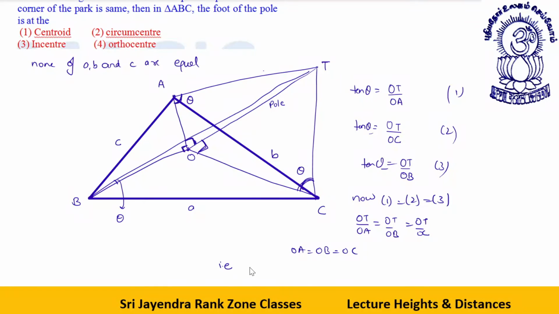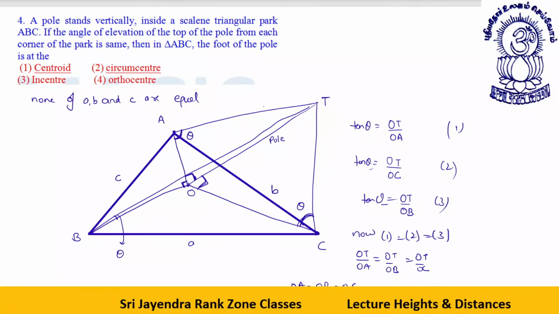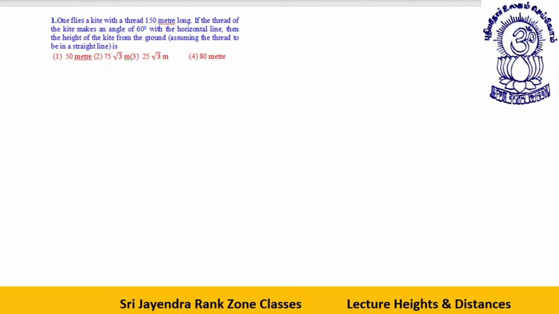That is, O is the center. O is the circumcenter. O is the circumcenter of triangle ABC. This is your answer. Fine, dear students. You can have a look over it. Let's proceed toward the next one.